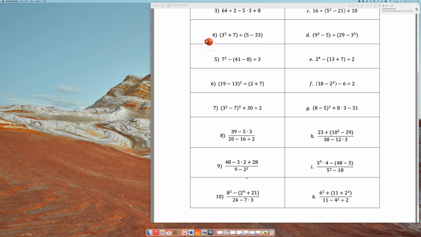So I'm going to take the first one, the numerator. 48 minus 3 times 2 plus 28. Order of operation dictates we do these two, right? Because multiplication comes ahead of subtraction and addition. So we get 48 minus 6 plus 28. 48 minus 6 is 42. And 42 plus 28, it looks like it's 70. So on the top, I get 70.